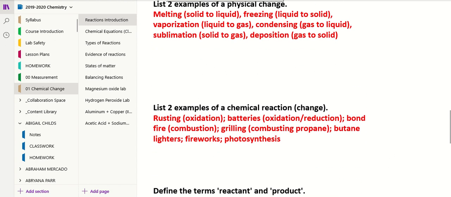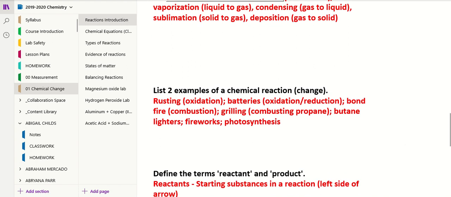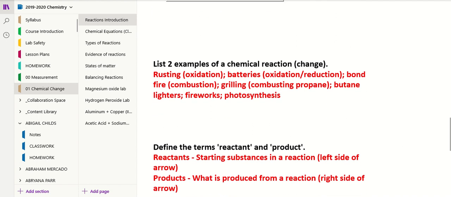All right. Define the term reactant. Define the term product. What do you guys have? So when we talk about reactants, we are talking about the substances on the left side of the arrow in your reaction equation. They're the substances you start with. Products are the substances produced. So, what is produced from a reaction is going to be on the right side.